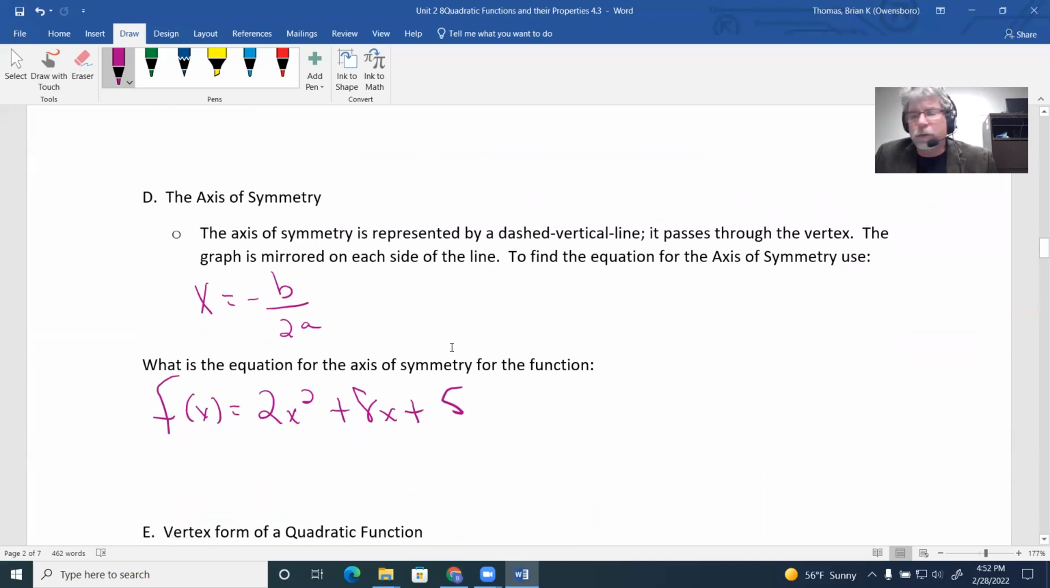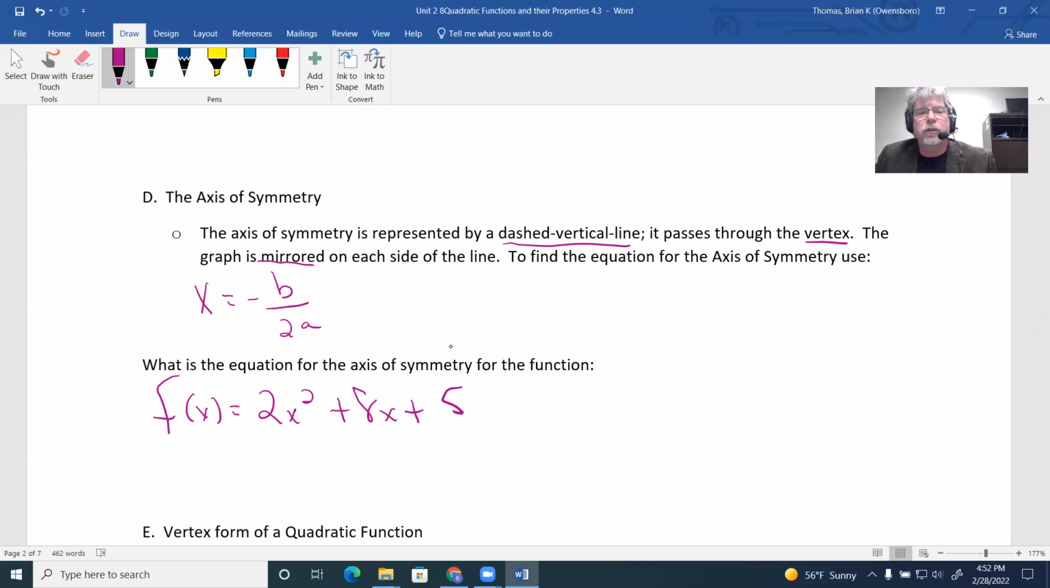So the axis of symmetry is the next thing we want to kind of talk about. The axis of symmetry is represented by a dashed vertical line when I graph it. And what it does, it passes through the vertex. And this graph is going to be mirrored on each side of this line. So to find the equation for the axis of symmetry, we use the equation x equals negative b over 2a.